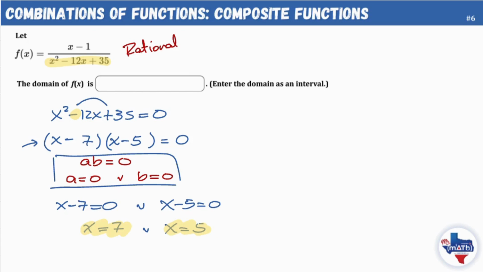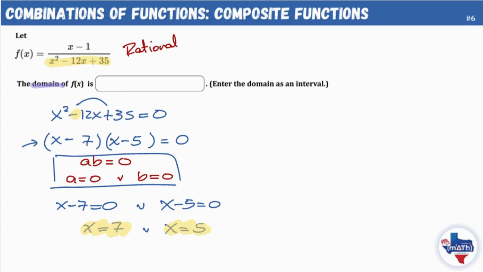The definition of the domain is the values of x that will make my function exist. We are finding that x equals 7 and x equals 5 will make our denominator 0. Therefore, the function will not exist.